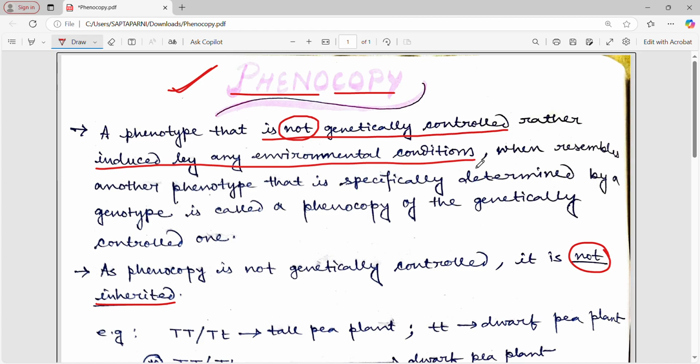And it actually resembles another phenotype that is determined by a specific genotype. So this phenotype which is determined by a specific genotype is the original one, and phenocopy is the copied version of that phenotype. Phenocopy is not genetically controlled, rather it is only the result of induction by an environmental condition. So let's understand this with an example.